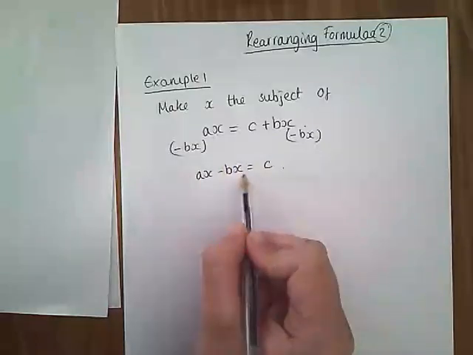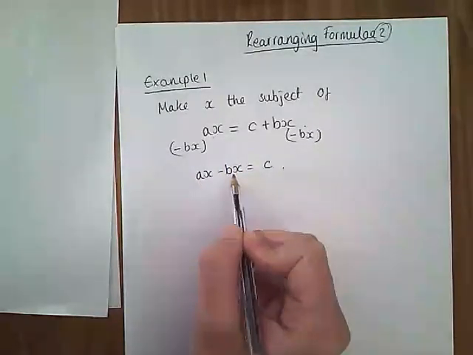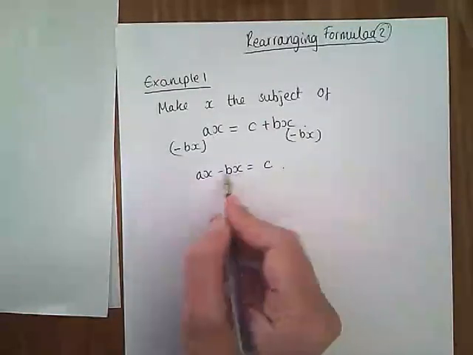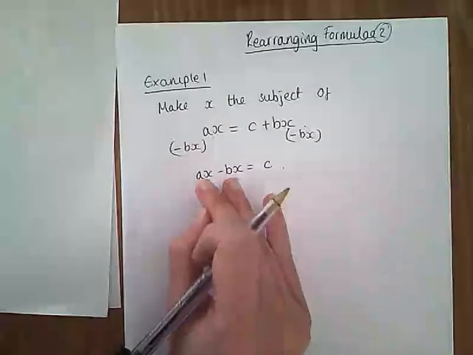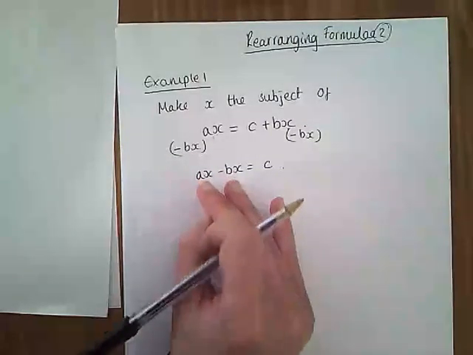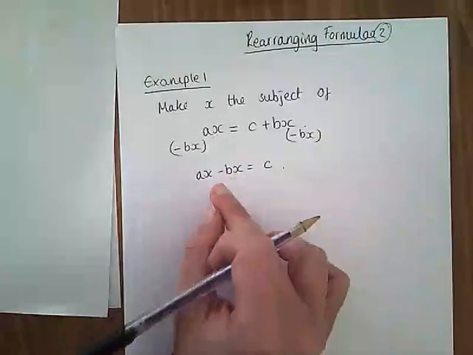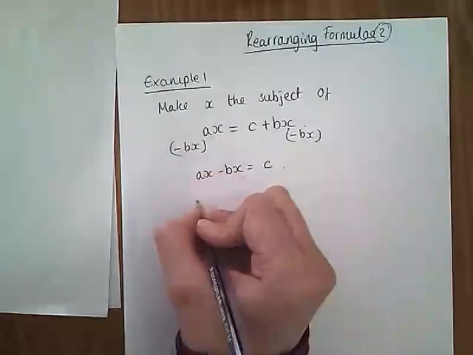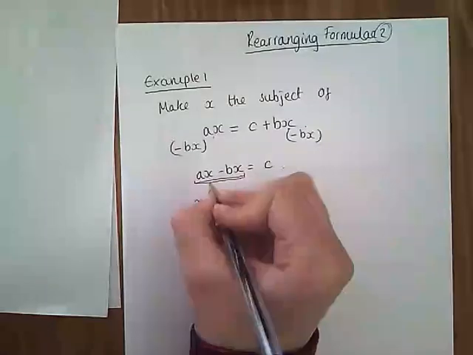Now, we cannot combine ax minus bx because we don't know what a and b are. But we can do a very special thing at this point. So when you've got x's, or whatever you're trying to make the subject of the formula, whenever you have them on the same side, this trick should always work. If you cannot simplify that any further, which we can't, if you take a factor out, if you factorize this into a single bracket, it will work. So we're going to factorize this into a single bracket.